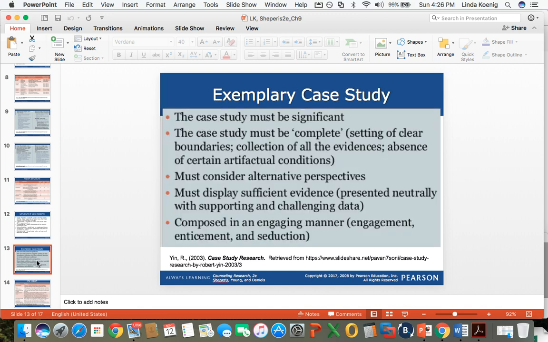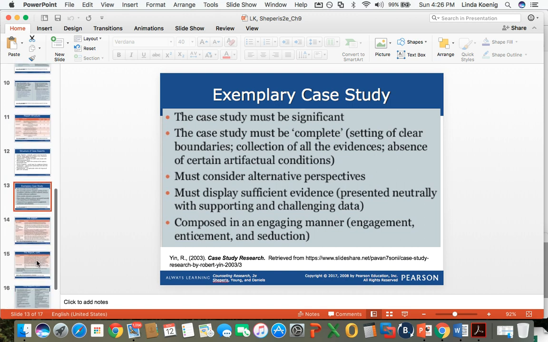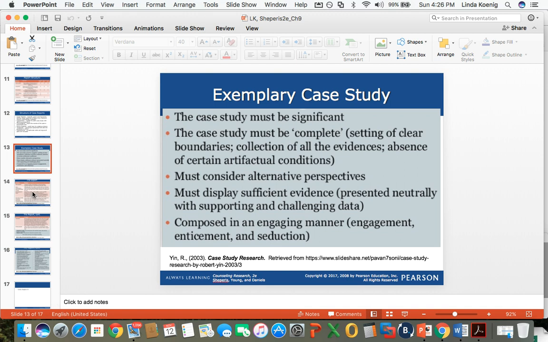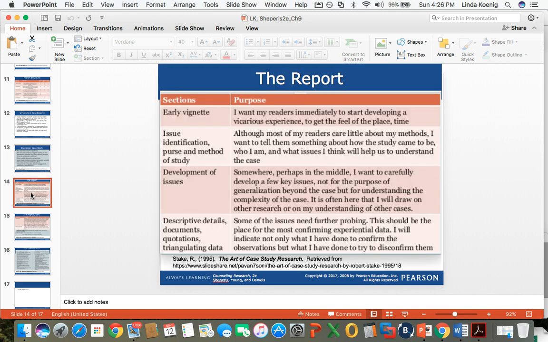All right, so according to Yin, an exemplary case study must be significant, it must be complete, it has to consider all the alternative perspectives. You have to have sufficient evidence for what it is that you are concluding, and it needs to be composed in an engaging manner. In other words, you have to pull the reader in. It has to be readable and it has to be interesting to the reader. So this is a little bit different type of writing than what we normally do when it comes to psychology and counseling, but sometimes this type of writing can actually be refreshing.